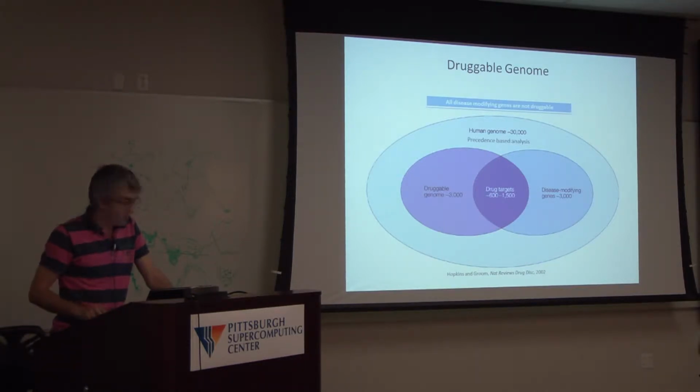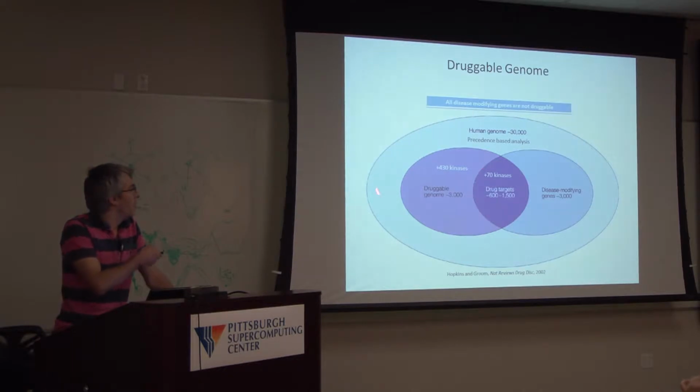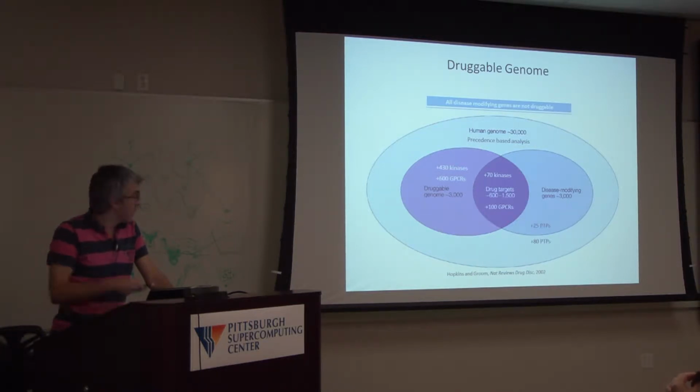And this analysis is based on precedence-based analysis of drug targets. So we know that all kinases are druggable. They fall in these categories. And we know that GPCRs are druggable too. They fall in these categories. And we know that PTPs are not druggable, and they fall in this category.